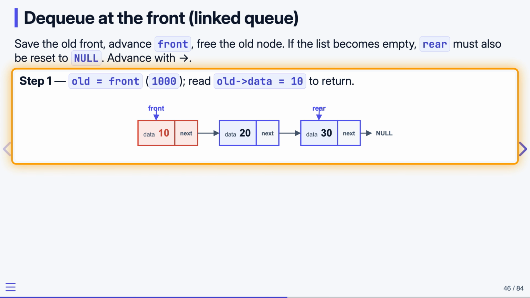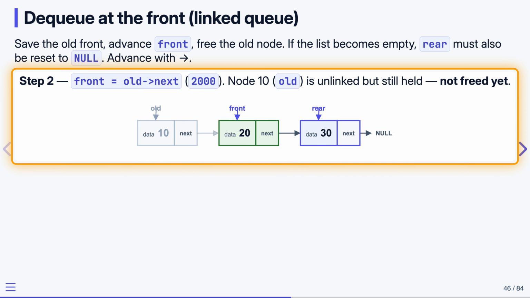Step 1. We set old = front, 1000. Then we read old->data, the value 10, so we can return it later. Front and old both name node 10 right now. Rear names node 30. Step 2. We set front = old->next, 2000. Front now names node 20.